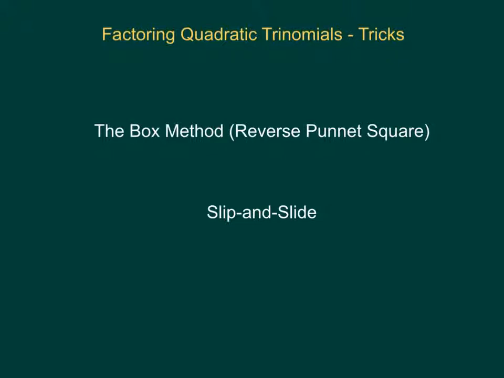These two methods are one we've covered in class, the box method, which is the reverse Punnett square, and a slip and slide, which you may have heard from another class that we haven't covered in our class, but I figured I would show you on here. Alright, let's take a look.